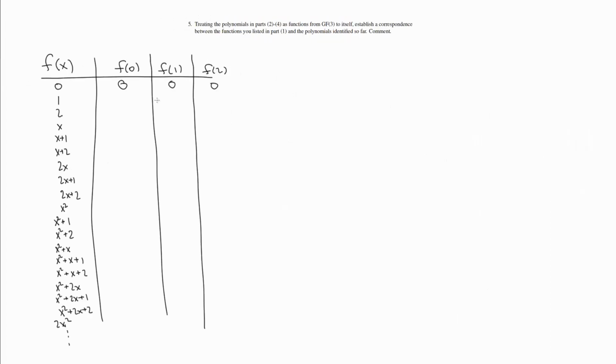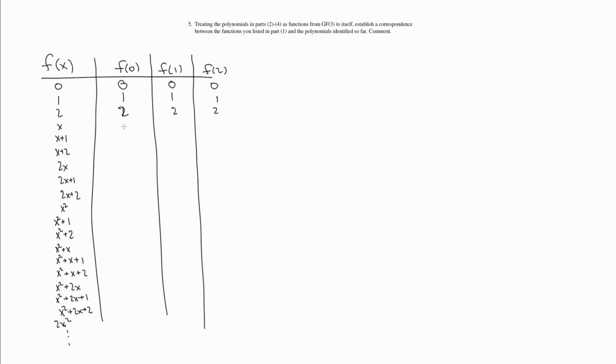Here we want to establish a correspondence between the polynomials we listed in parts 2 through 4 with the functions that we listed in part 1. So to do this, we simply evaluate our polynomials at the points 0, 1, and 2. So f of x equals 0 is 0 at all 3 points. Similarly, for f of x equals 1, we have 1s, and f of x equals 2, we have 2s.